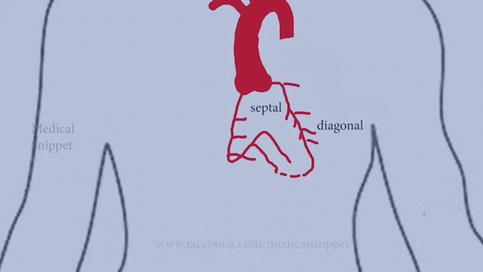The left main artery bifurcates into left anterior descending and circumflex arteries. Left anterior descending artery gives rise to septal and diagonal branches. The circumflex artery gives rise to obtuse marginal branches.